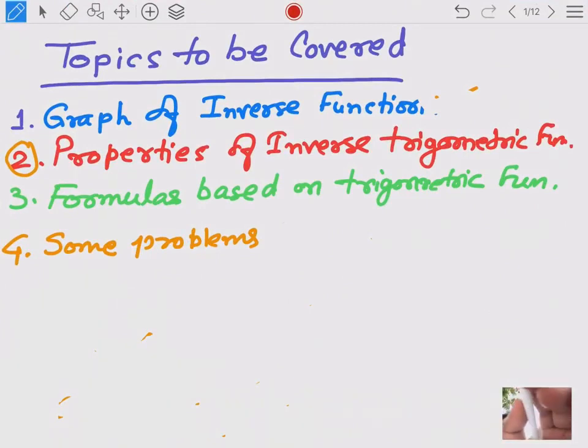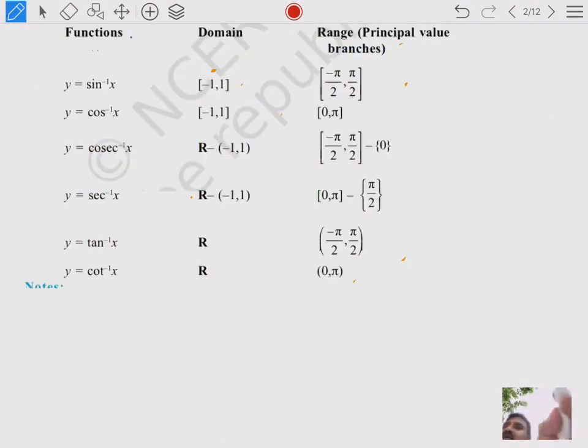So now the next topic is properties of inverse trigonometric functions. Yesterday we already saw the domain and range of cos inverse x, sin inverse x, cosec inverse x, sec inverse x, tan inverse x, cot inverse x. Again I repeat, we know the domain and range of the sin x function, cos x function, and all trigonometric functions.